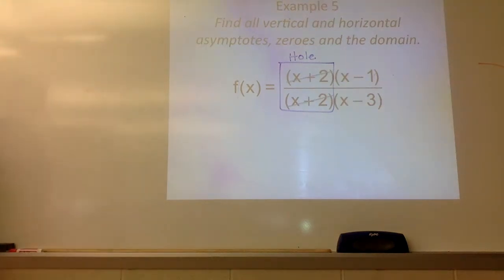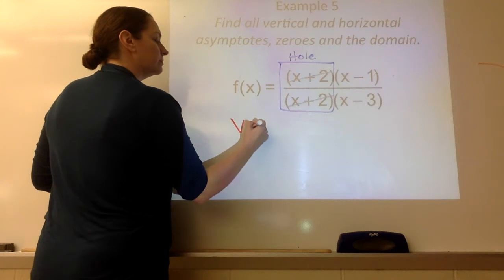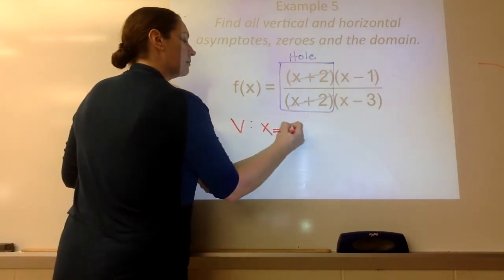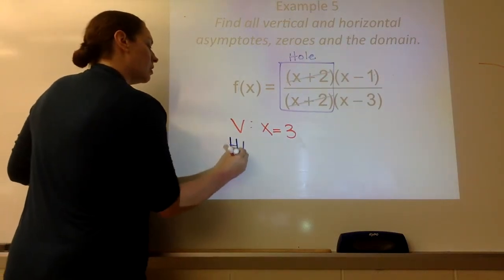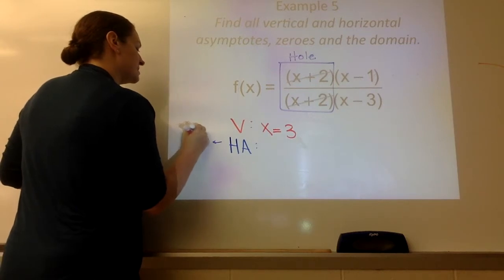Okay? So now let's go through the list. What is my vertical asymptote? X equals 3. There's only one. Okay, now let's go to HA. Horizontal asymptote. Star. This is going to be based on the original.